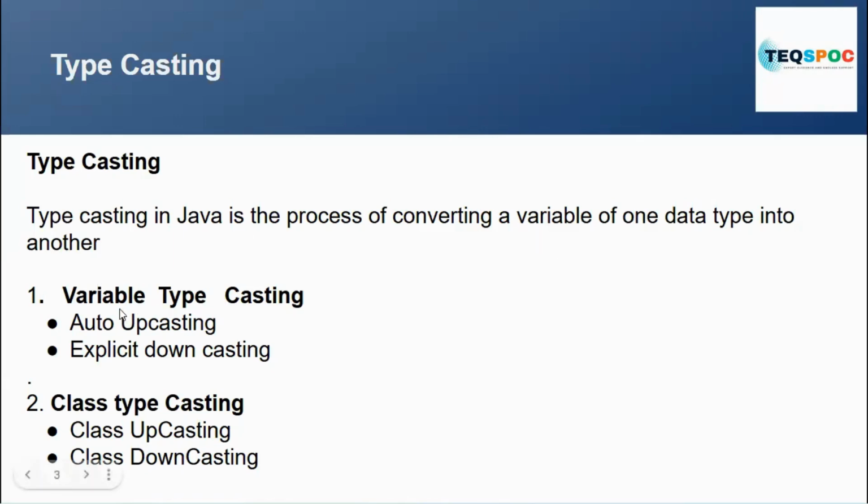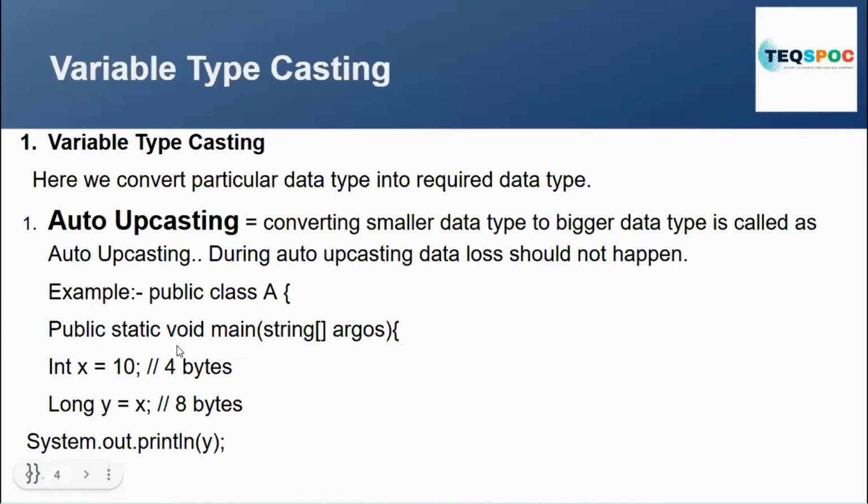So there are two types of typecasting: variable typecasting and class typecasting. Inside variable typecasting there are two subdivisions, that is auto upcasting and explicit downcasting, that come under variable typecasting. Similarly, in class typecasting, we have class upcasting and class downcasting. So we will talk one by one about each and every type of typecasting.